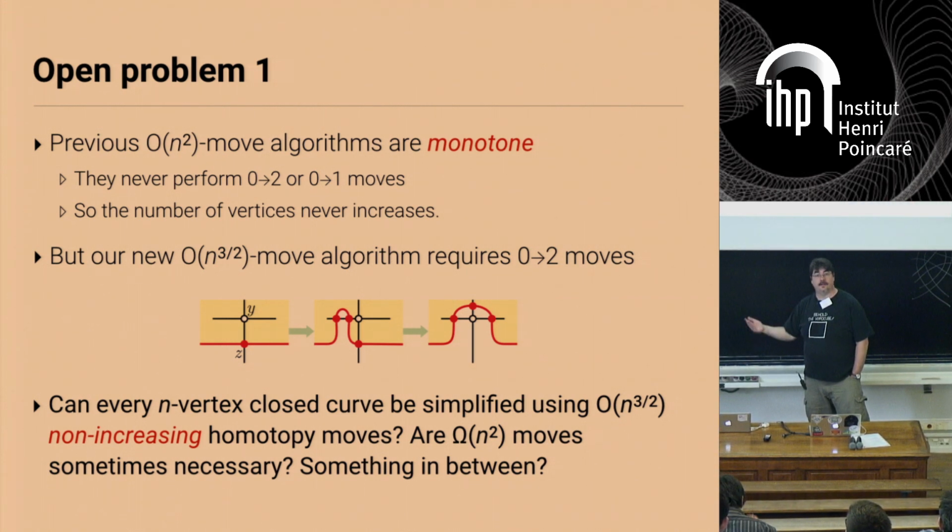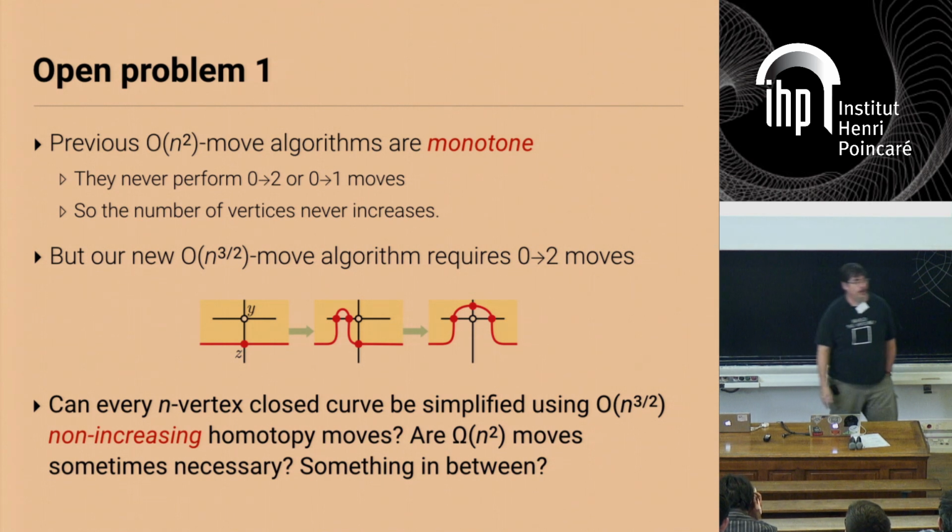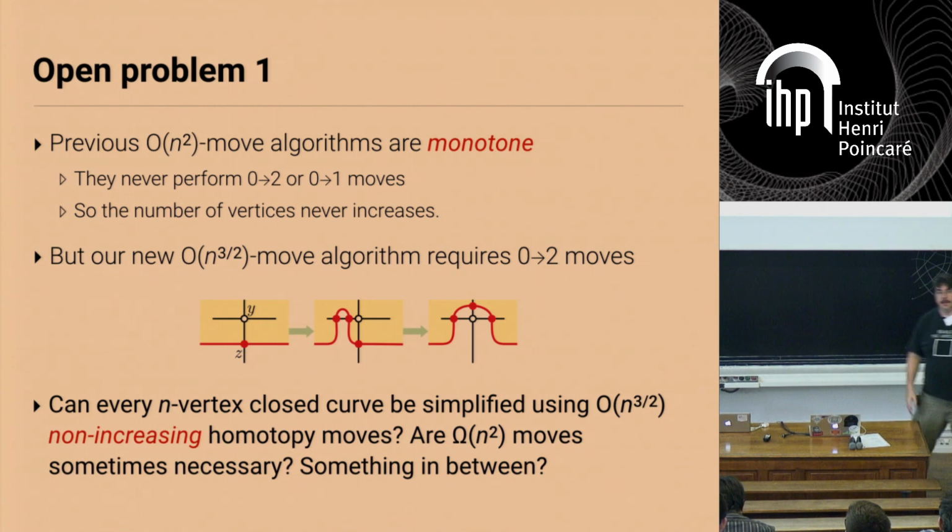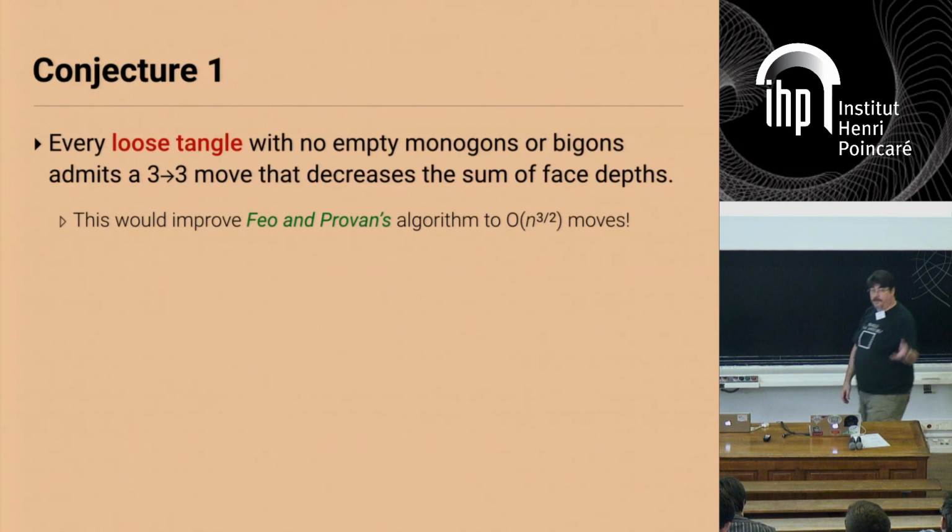Or does monotonicity increase the lower bound to n squared, or is it something in between? There are a couple of different ways that we tried to do this. One of these is to focus on tangles and say, maybe there's a way to zoom in on a tangle and just simplify the tangle monotonically. And then we could replace our existing tangle algorithm with essentially Fayot and Provon's tangle algorithm.